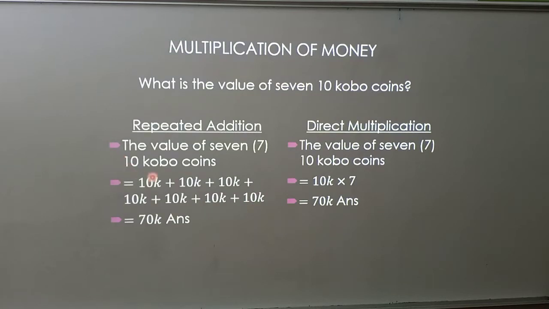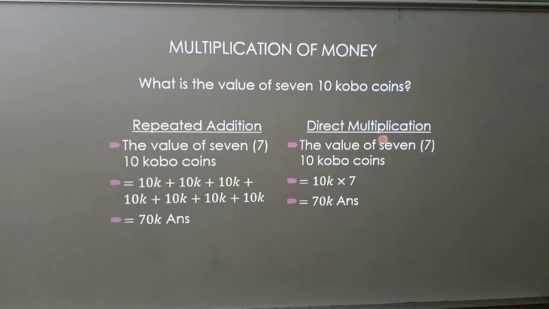Now let's add them together. 10 kobo plus 10 kobo is 20, plus 10 kobo is 30 kobo, plus 10 kobo is 40 kobo, plus 10 kobo is 50 kobo, plus 10 kobo is 60 kobo, plus 10 kobo is 70 kobo. So it's going to give you 70 kobo if we add repeatedly.